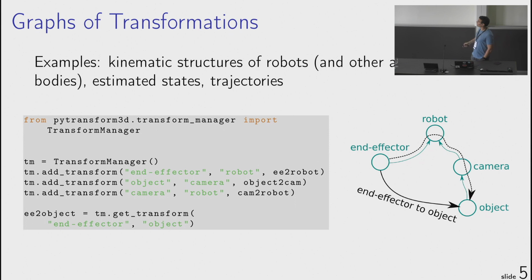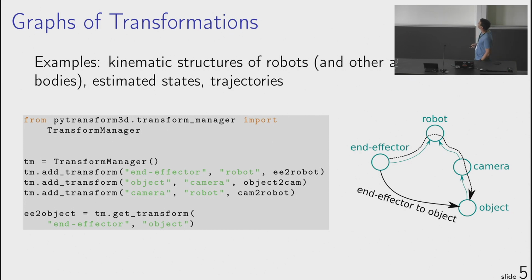Then you can use this library, for example, to add transformations like that. So you say there's a transformation between the end effector and the robot, and that's basically a 4x4 NumPy array, which is the transformation matrix. And then you add also a transformation from the object to the camera and from the camera to the robot. And then you can do some more interesting stuff. You can request transformations that are previously unknown because you can follow this path here.